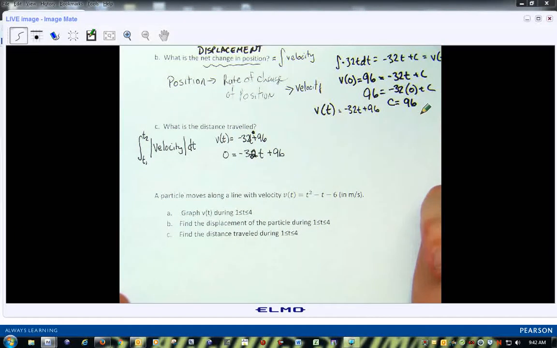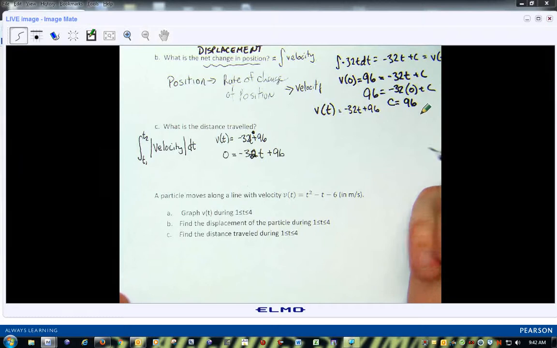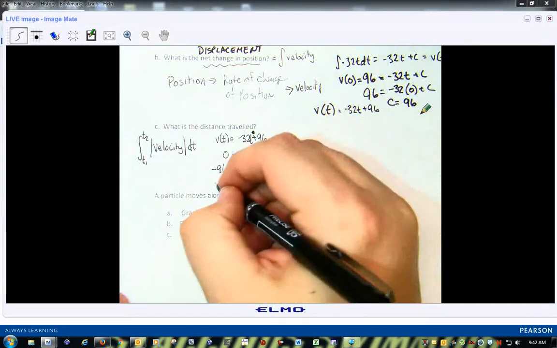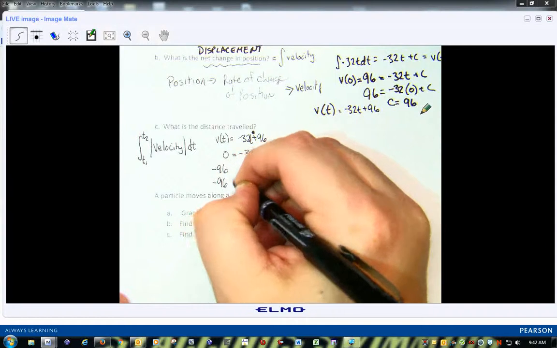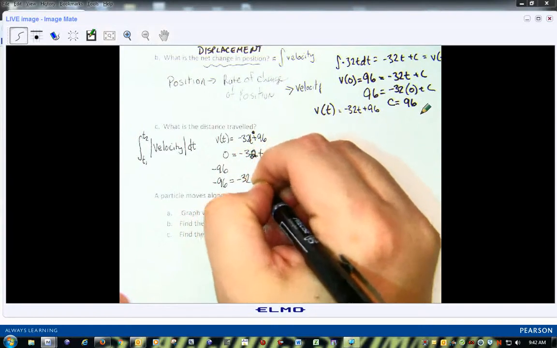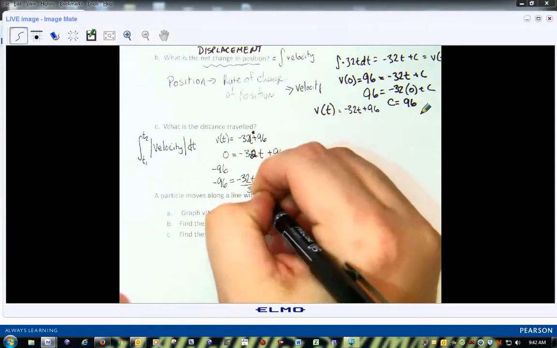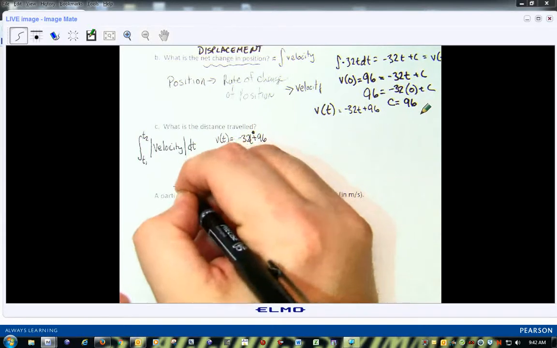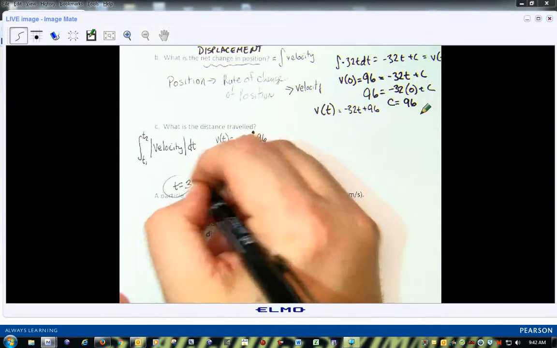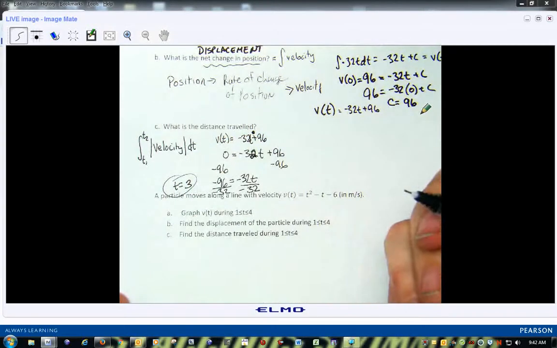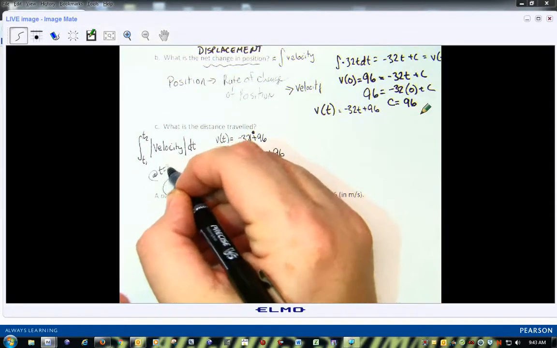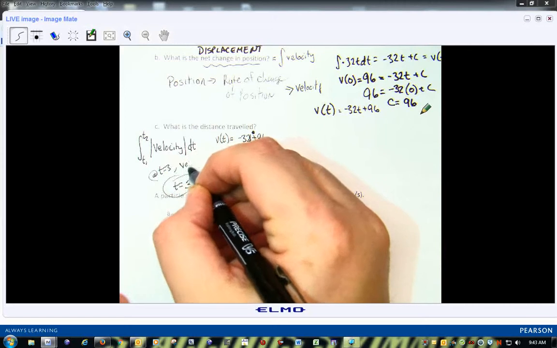Subtract 96, subtract 96. So I get negative 96 is equal to negative 32t. Divide that by negative 32, negative 32. What's my t equal to? 3. So at 3 seconds, my velocity is what? Yeah, at t equals 3, velocity equals 0. What does that mean?